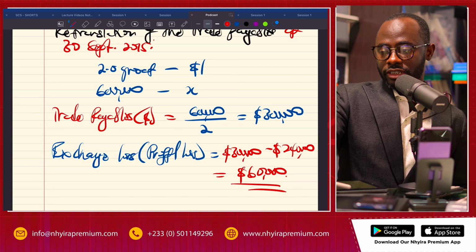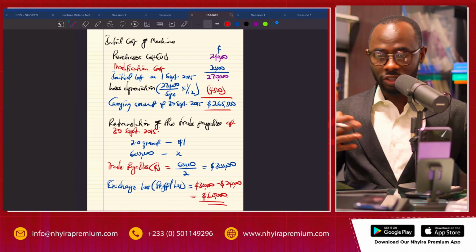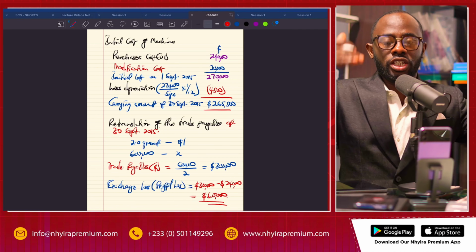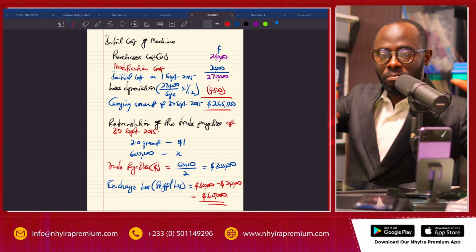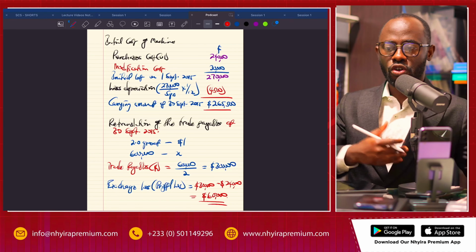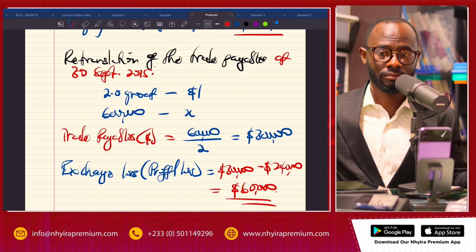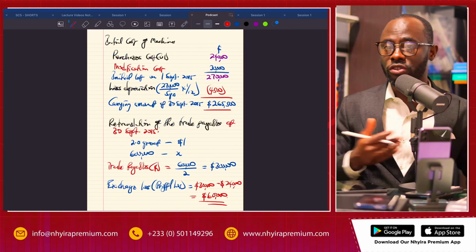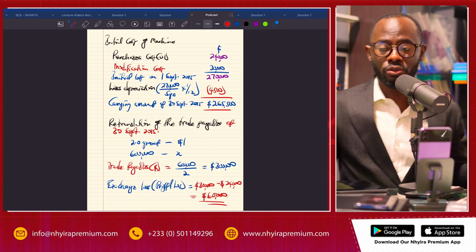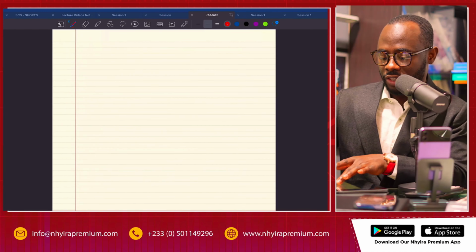So all these are our workings. The machine is a non-monetary item, so we apply IAS 16. The trade payable is a monetary item, so on subsequent measurement, it has to be translated. So now that we have all these together, what we do is go and extract the financial statements for the entity.